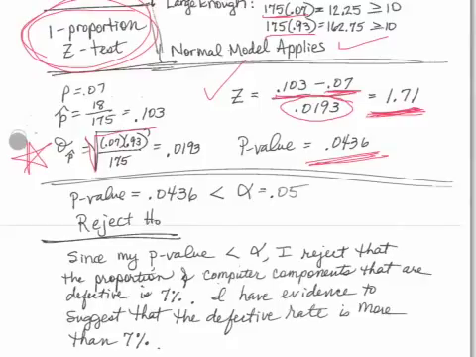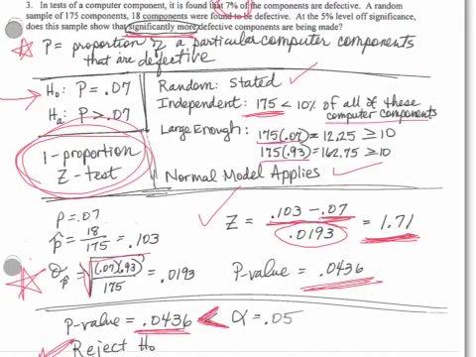So with a p-value of 0.0436, it is actually barely lower than alpha, but it is lower than alpha. So since this p-value is low, the null hypothesis has to go, and we reject the null. So we are rejecting this claim that the proportion of defective parts is 0.07. And we are determining that, indeed, it is greater than 0.07. So that's what we say in our conclusion.